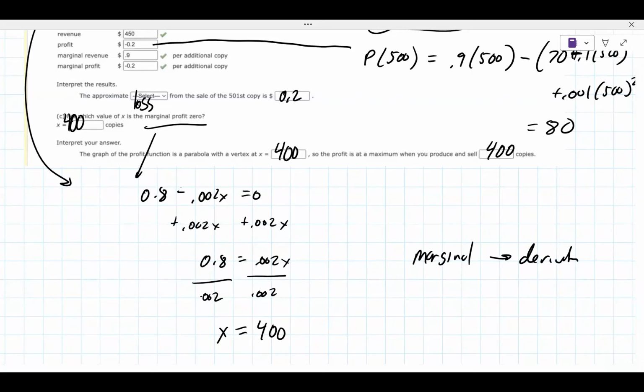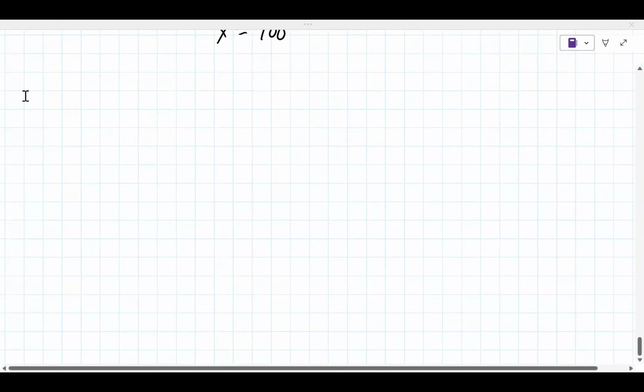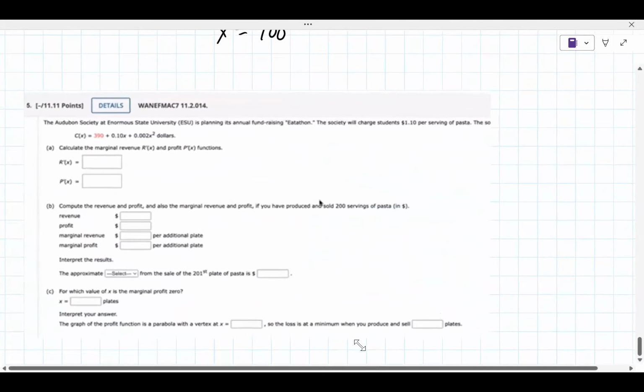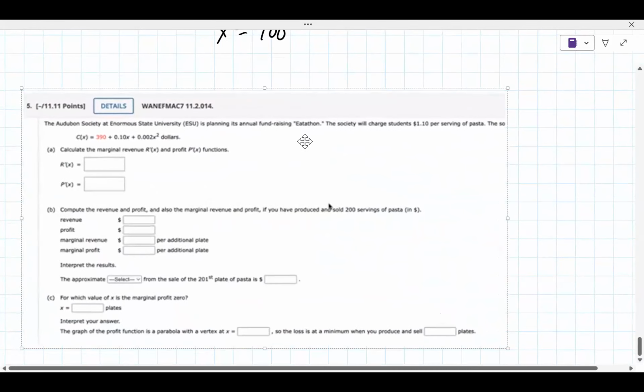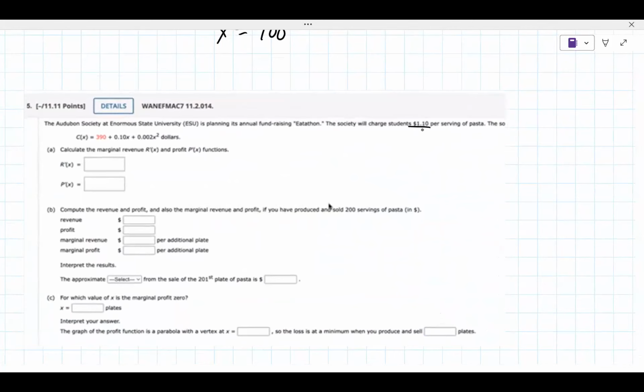Okay, so I think you sent over one more. Let's take a look. Yeah, number 5. This one's really similar. All right, so it says the society will charge students 110 per serving of pasta. So the revenue function is 1.1 times x. The derivative is 1.1.